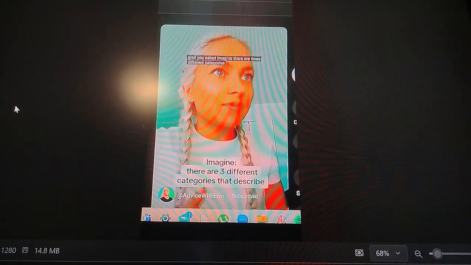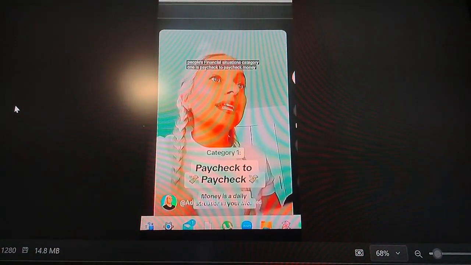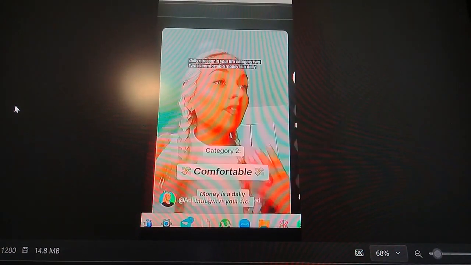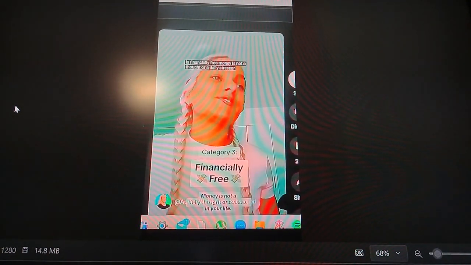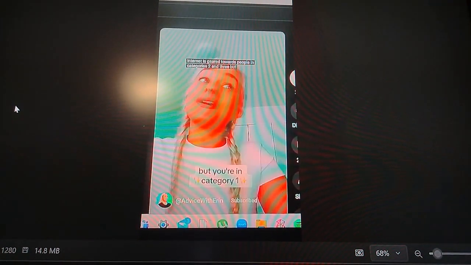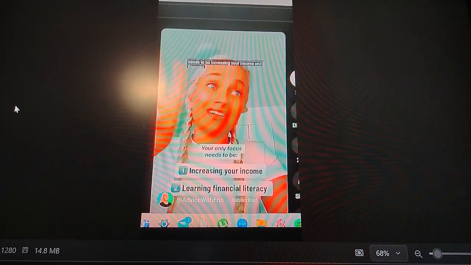Imagine there are 3 different categories that describe people's financial situations. Category 1 is paycheck to paycheck. Money is a daily stressor in your life. Category 2 is comfortable. Money is a daily thought in your life. And category 3 is financially free. Money is not a thought or a daily stressor in your life. A lot of the advice you see on the internet is geared towards people in categories 2 and 3. But you're in category 1, which means your only focus needs to be increasing your income and financial literacy.